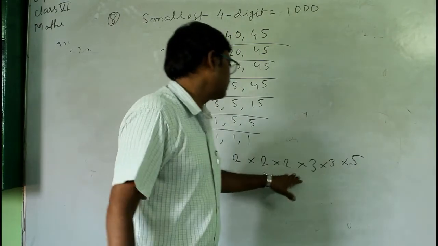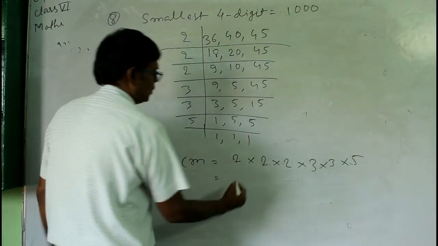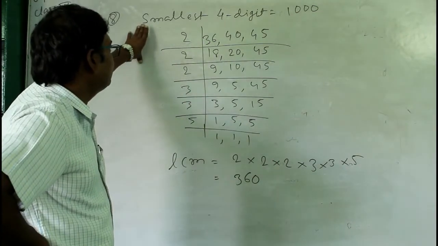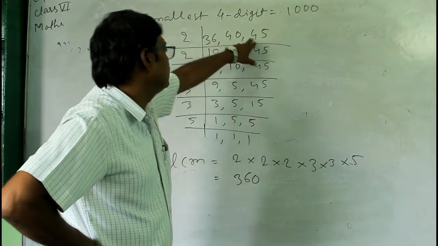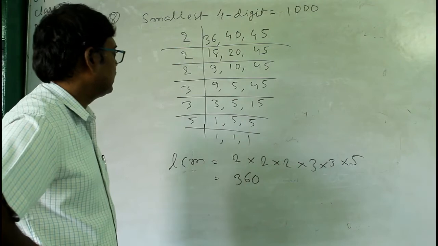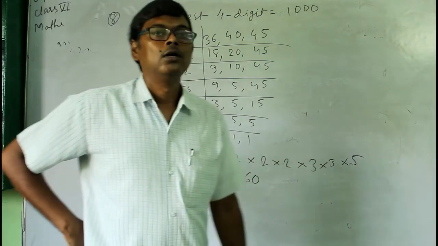5 3s are 10 and 3 3s are 9, 3 are 18, 3 are 36. So it is 360. Okay, so now see that the LCM of this and this is 360 here. It means that this number 360 is divisible by 36, 40 and 45.